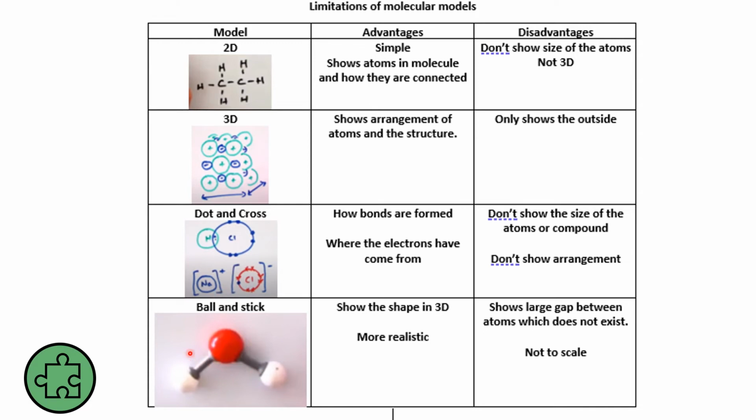Now, a ball and stick model is something you might see in class. It's great for showing the three-dimensional shape. It's more realistic than maybe some of the other models. However, this gap here that we seem to have doesn't exist in real life, so it's a bit of a misconception that there's a great big gap between these atoms. That's not true. And of course, it's not to scale. And so those are the limitations of the ball and stick model. It's worth remembering at least some of these.